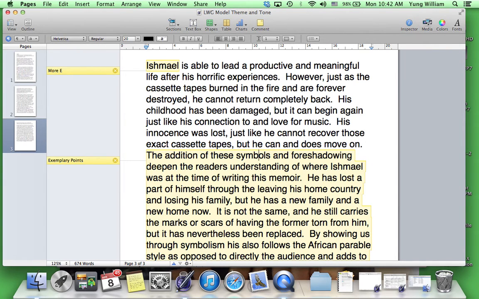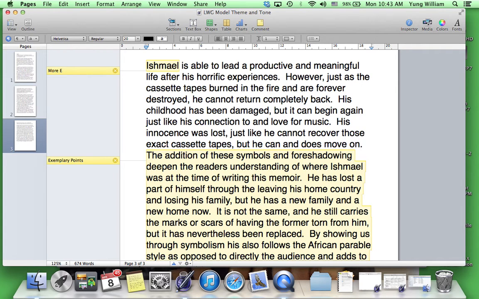Now you understand at the end of his memoir, basically what is his state at the time that he wrote this memoir? Where is he at? He lost his childhood, or his innocence, but he could kind of recover a new one. And it's not the same one. And in the same way, just like those cassette tapes were destroyed completely, that's going to leave a mark.